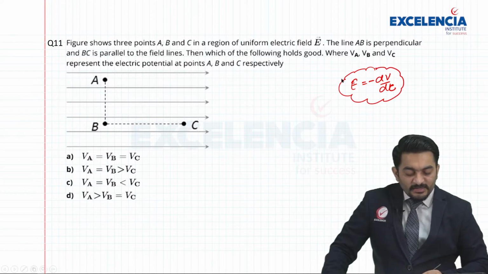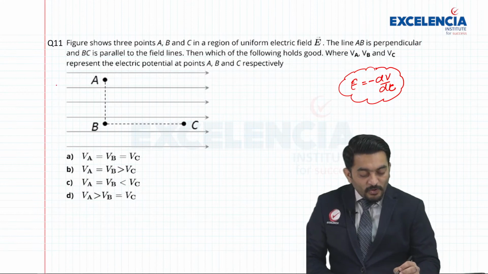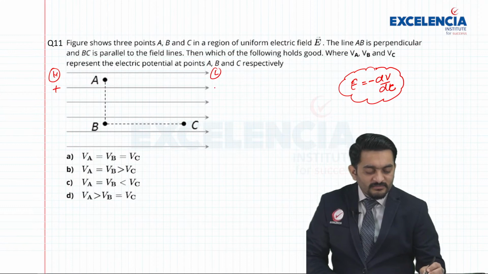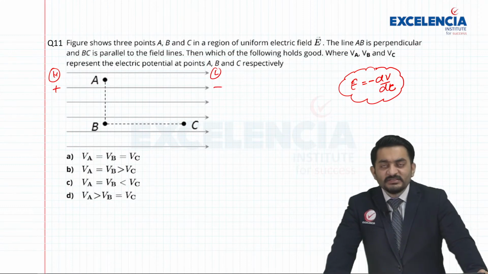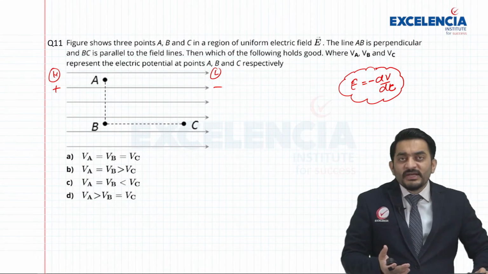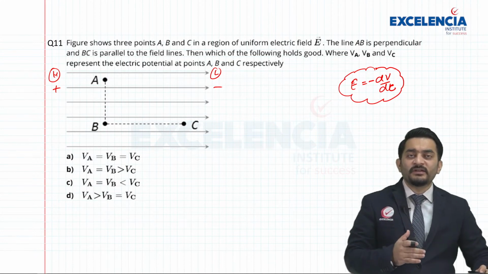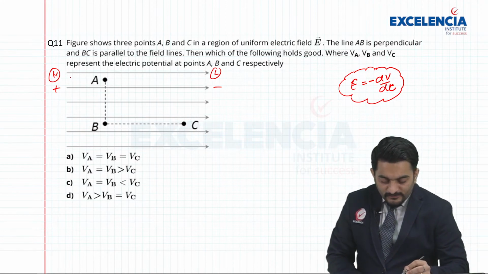That negative sign simply tells you that your electric field line always travels from a high potential region to a low potential region, or you can say positive to negative, because we know that about electric field. So positive is high potential, and negative is low potential. You should be able to visualize the potential for this electric field line.